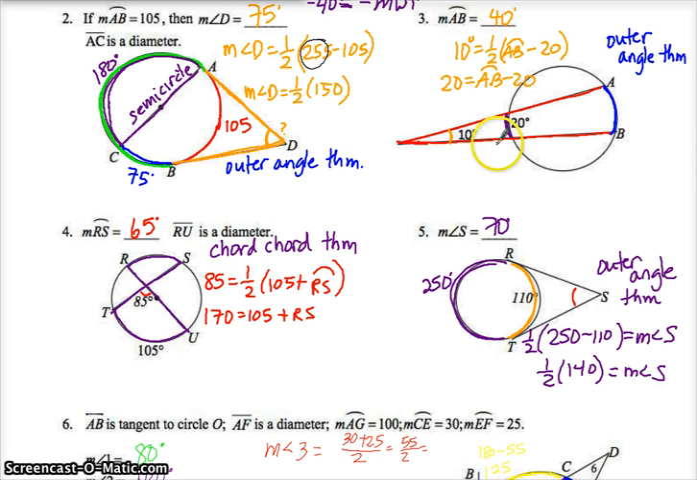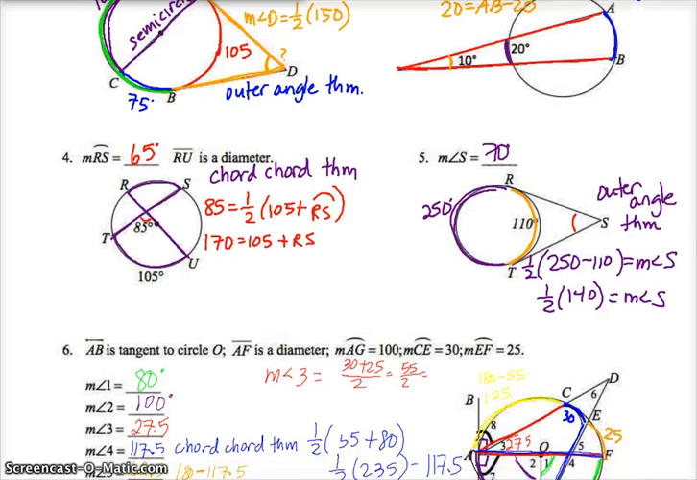Number 3, I have a secant, so I'm using the outer angle theorem. Again, it's just 1/2 larger angle minus smaller angle. So the larger angle is unknown. We have the smaller angle. We know what this angle is up here. So it's 10 degrees equals 1/2 larger angle minus smaller angle. I multiply by 2 first to get 20 over here. Then I add my 20 to get 40 degrees.